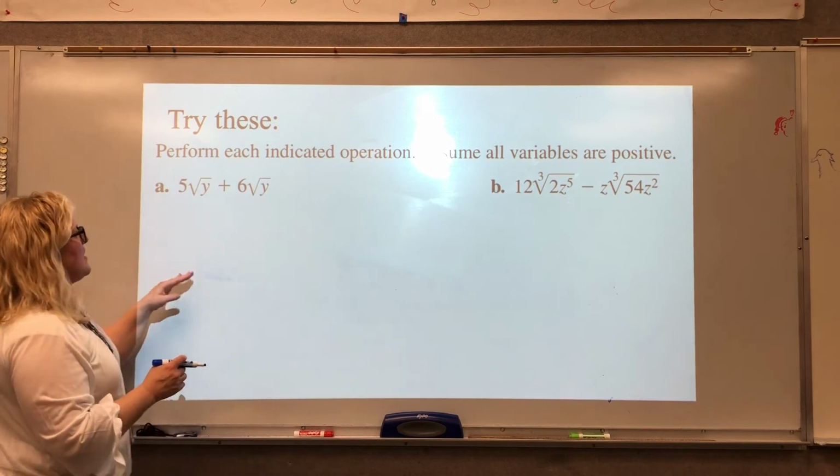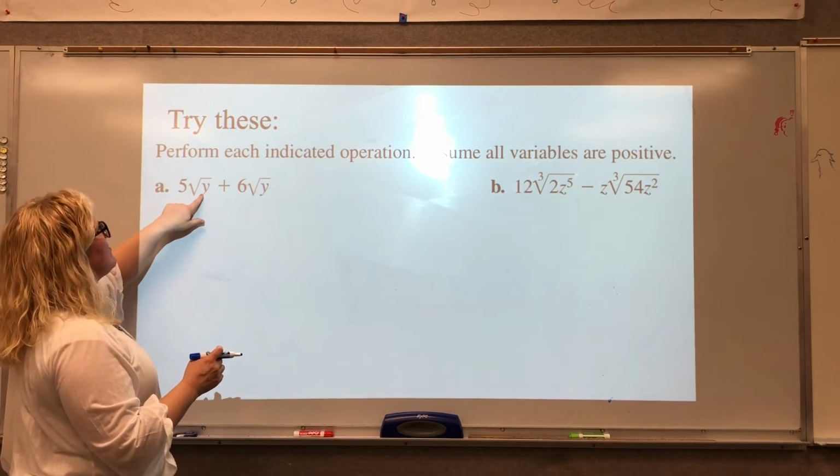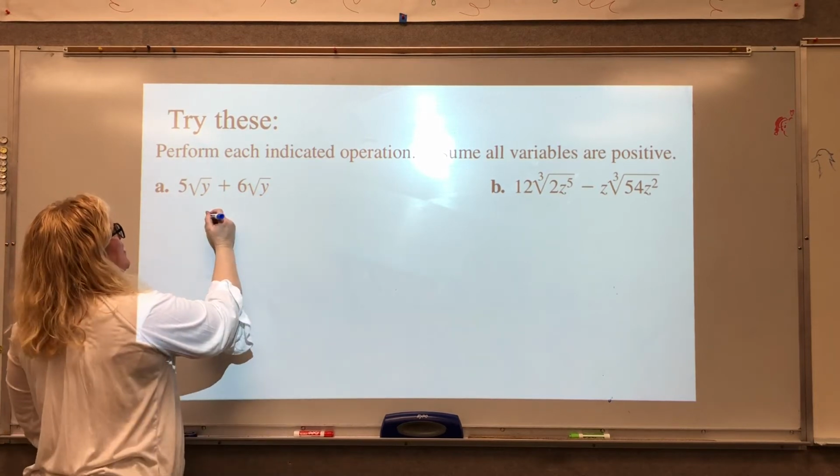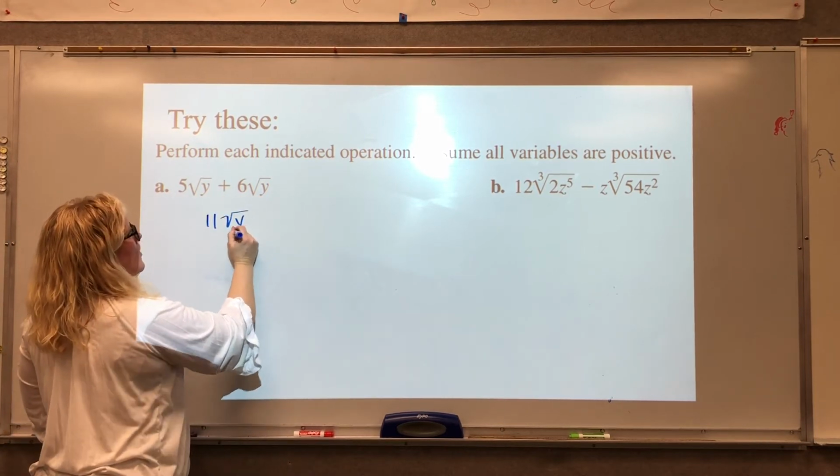All right, this one's pretty straightforward. I have 5 times the square root of y plus 6 times the square root of y. These two are the same, so I have 11 times the square root of y.